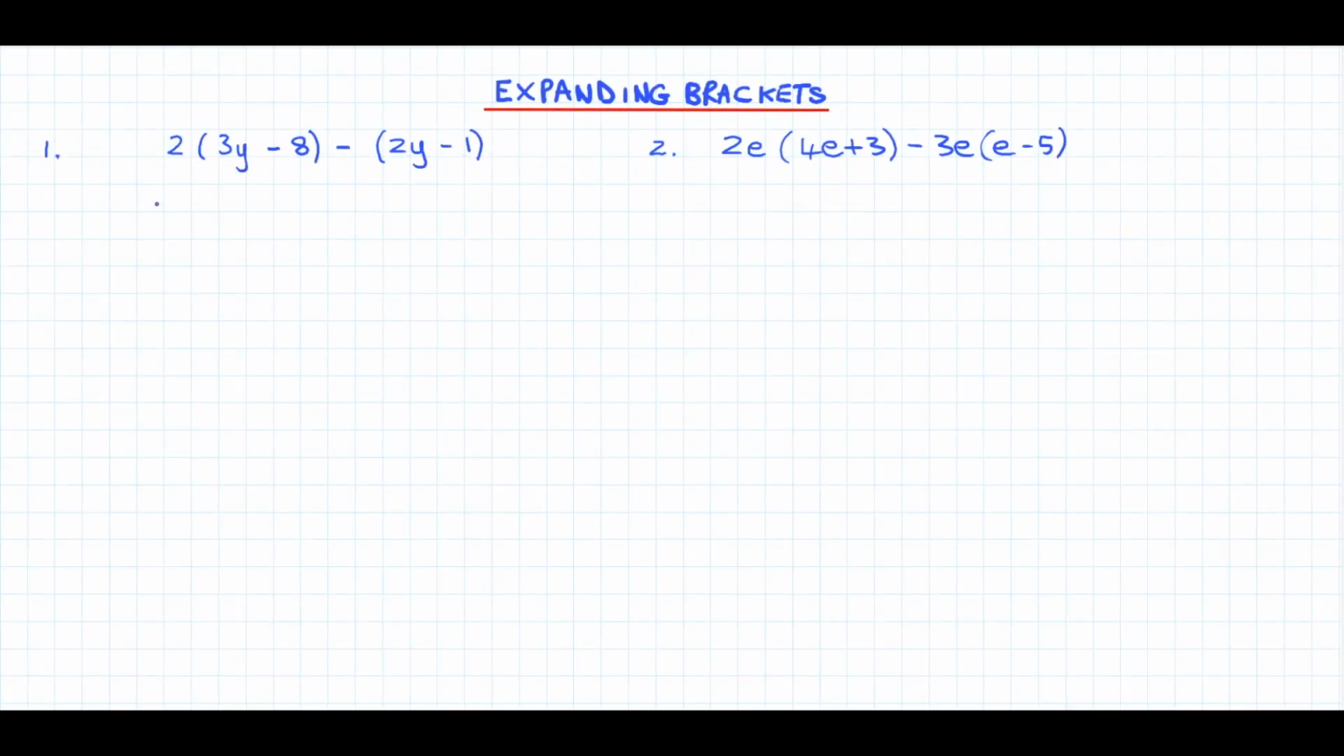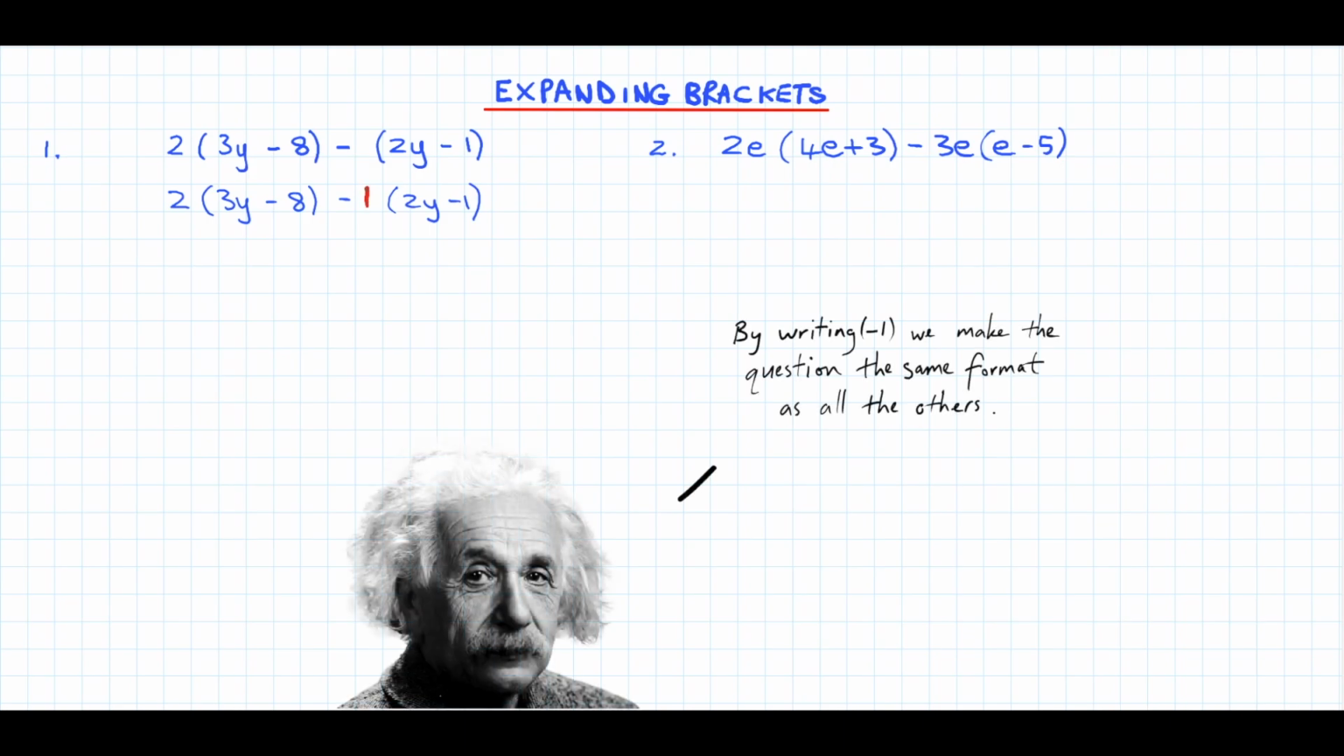Okay, let's look at expanding some brackets. Now, first of all, I'm going to write this out again exactly as it is. 2 times 3y minus 8 minus 2y minus 1. And what I'm going to do now is, if we want to write a number in there, it's really 1. So it's negative 1 outside there.